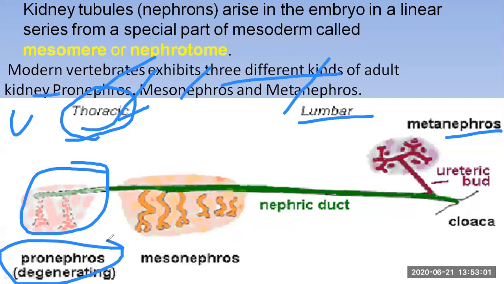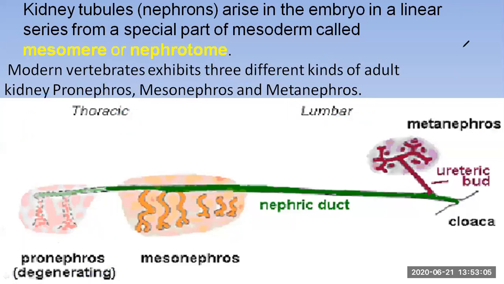Less stable means that when embryonic development takes place, within the gestation period of 4 to 5 weeks it has started to degenerate, and it is not functional in vertebrates. It is functional only in anamniotes. Anamniotes means fish and amphibians, they have this type of kidney.